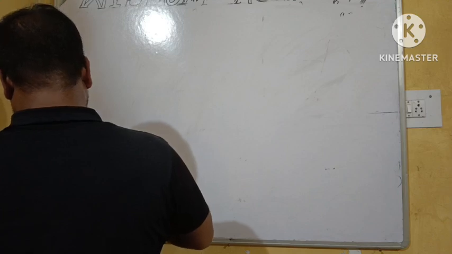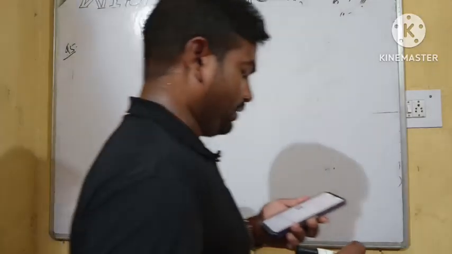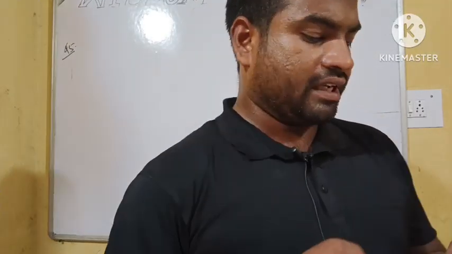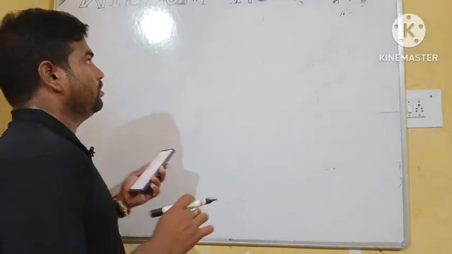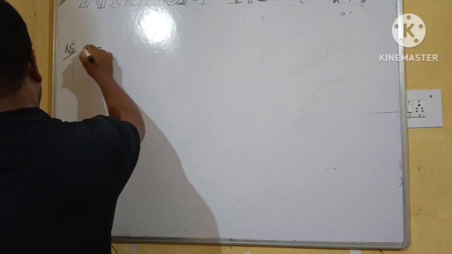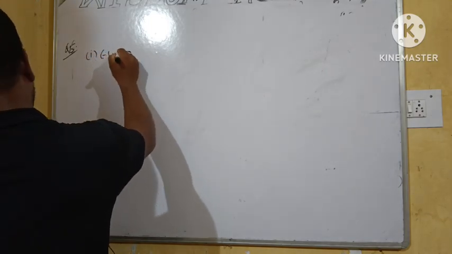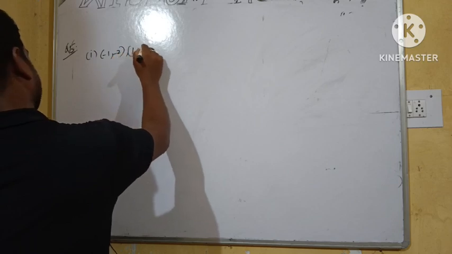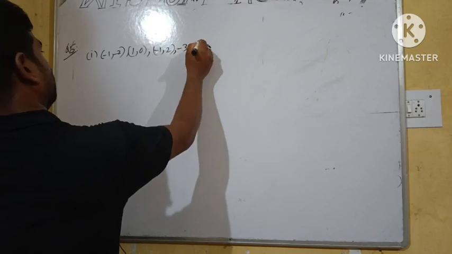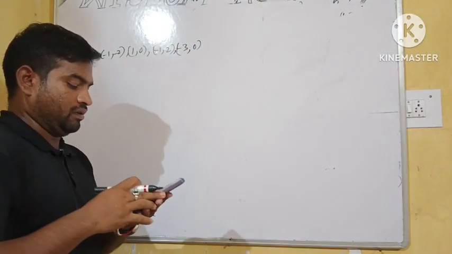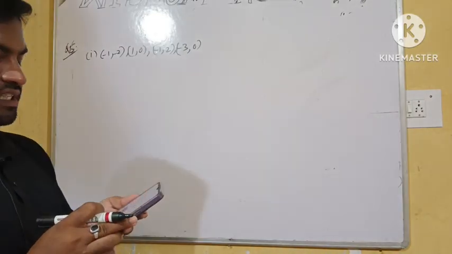Question number 6. Name the type of quadrilateral formed, if any, by the following points and give reasons for your answer. There are 4 points given: (-1, -2), (1, 0), (-1, 2), (-3, 0).